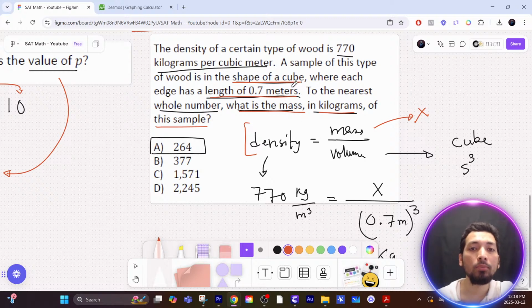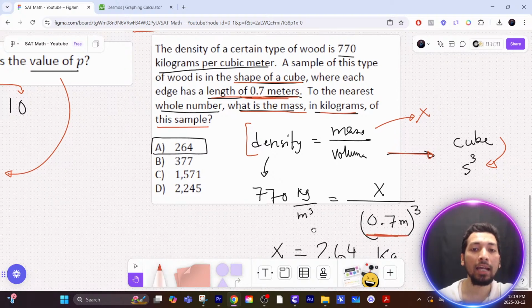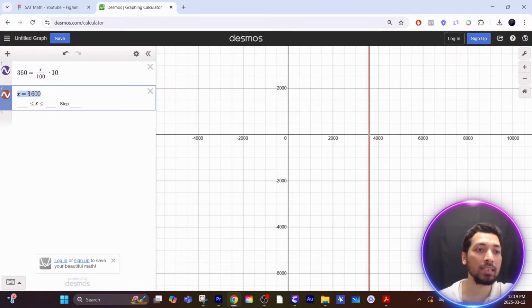And for volume, we know that this is in the shape of a cube. The shape of the cube has each length equivalent to each other, so we just cube that length of the edge. So it's side length cubed, and that's how we can get the volume of the cube. In this case, the side length is 0.7 meters, so it's 0.7 cubed. And we can just plug this in our Desmos.